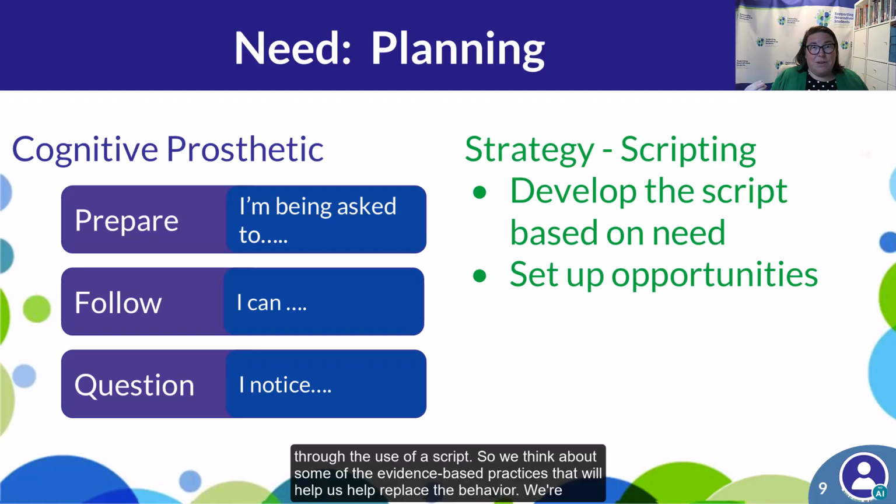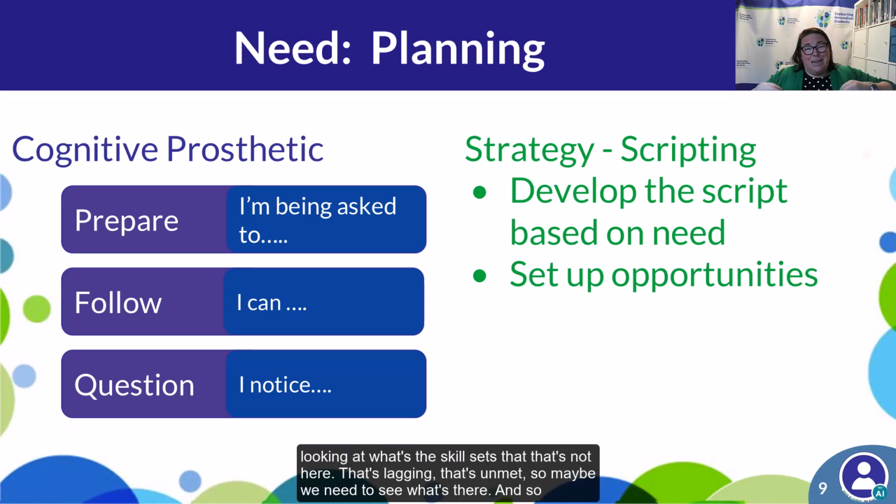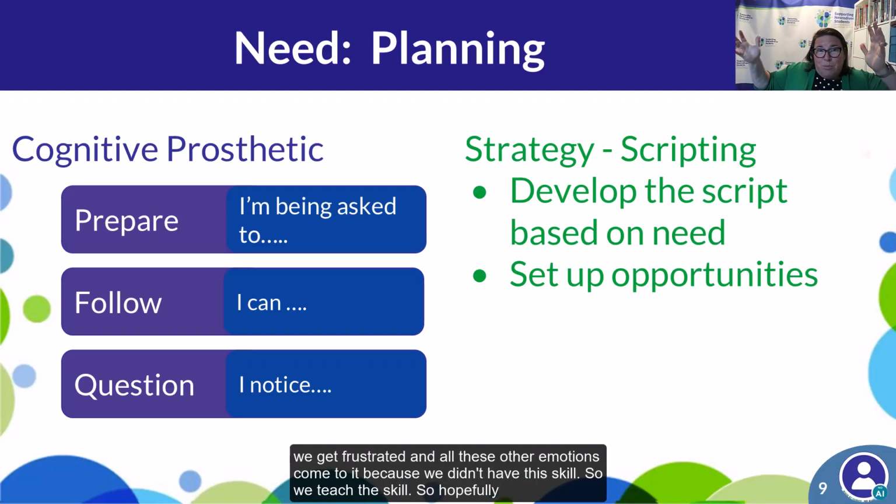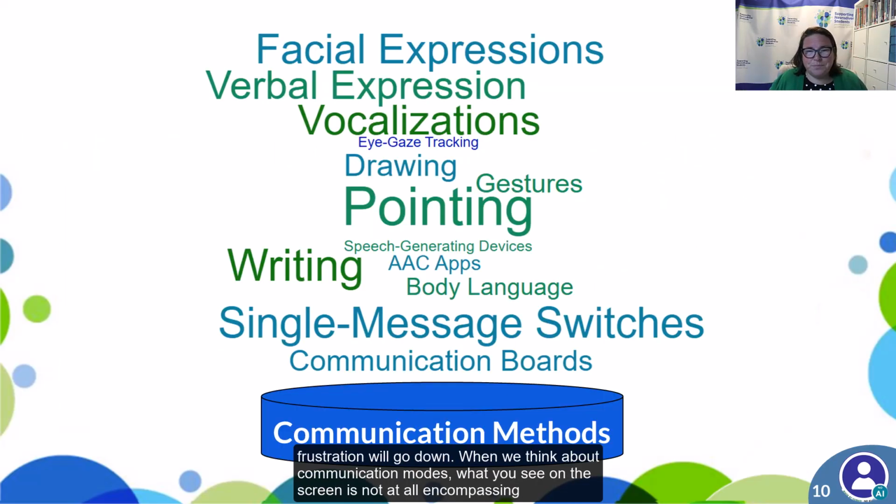So when we think about some of the evidence-based practices that'll help us replace the behavior, we're looking at what's the skill set that's not here, not it's lagging, it's not unmet. Well, maybe being able to actually suss out what's there, and so we get frustrated, and all these other emotions come to it because we didn't have this skill. So we teach the skill, so hopefully frustration will go down.